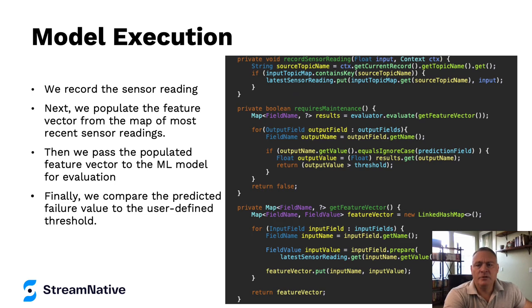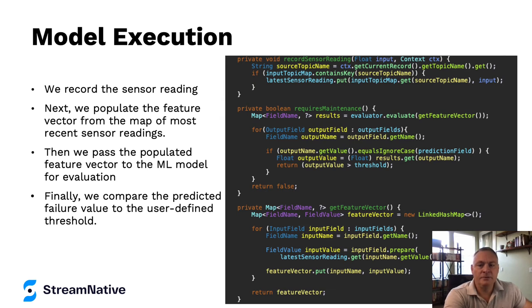Next, these three code blocks handle the recording of the incoming sensor data and execution of the model itself. It is important to know that we will only be getting a value from a single sensor each time the process method is called, and not all of the sensors. However, our model needs values from all of the sensors. Therefore, this code simply stores the latest sensor value in an internal map of values based on the source topic. This is where the user configuration we saw earlier comes into play.